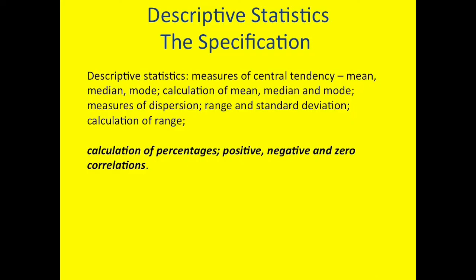The only other thing to say is that the specification for descriptive statistics includes measures of central tendency, measures of dispersion. It also includes calculation of percentages and positive, negative and zero correlations. So this video hasn't covered calculation of percentages or the correlations, so make sure that you revise that, and I might get on the case to make another video.